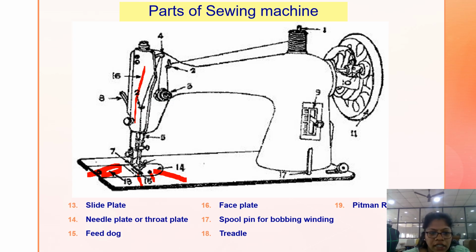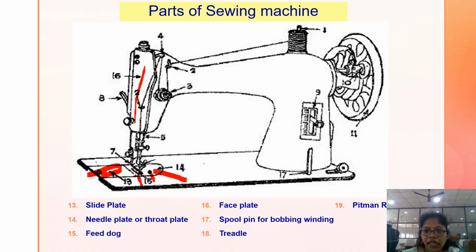The next one is the 17th one. Here you can see the spool pin for the bobbin winding. If we want to wind the bobbin, the spool will be placed here for winding the bobbin.